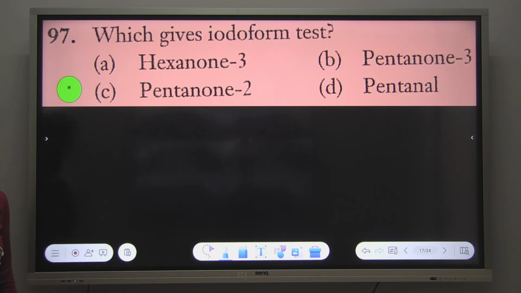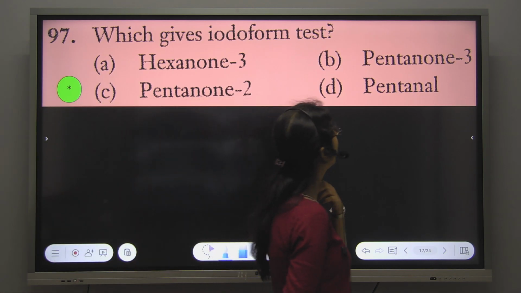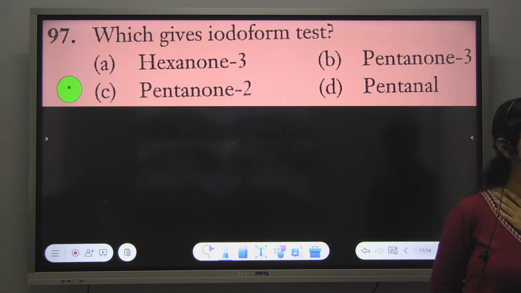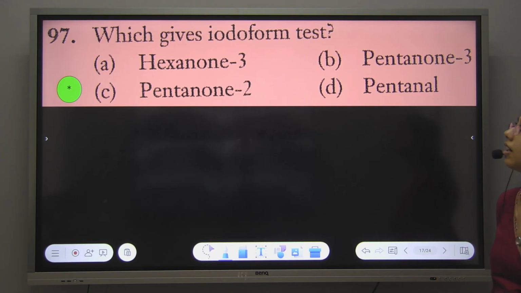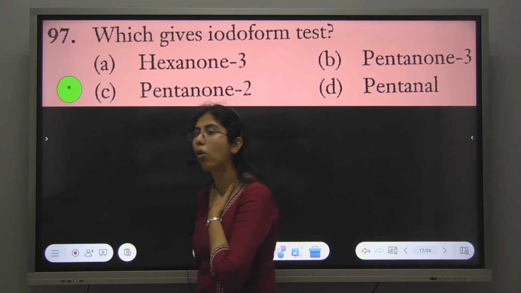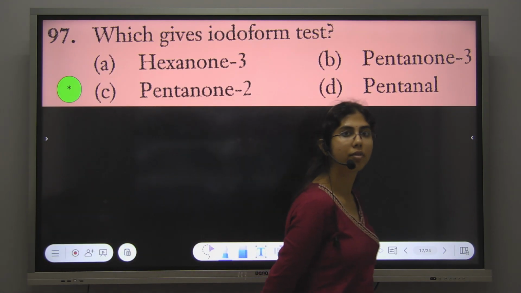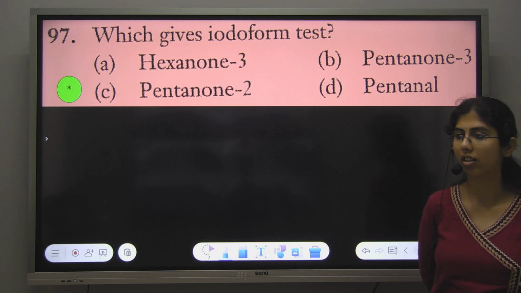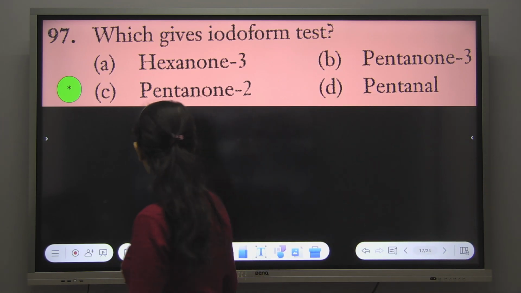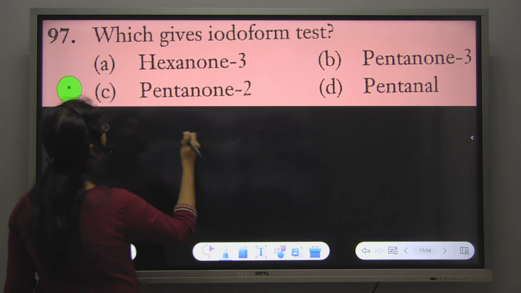Which gives iodoform? Option C, 3-pentanone. I need the poll results too. Aldehyde, ketone, alcohol, all can give iodoform, but our group is... Option C. Okay, if you are saying C, then you are correct.